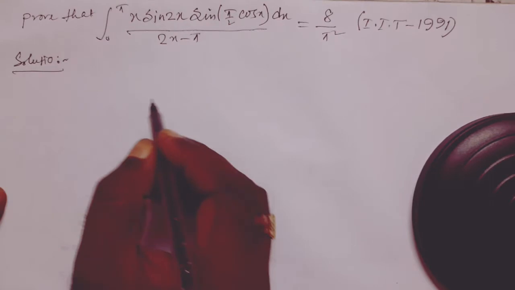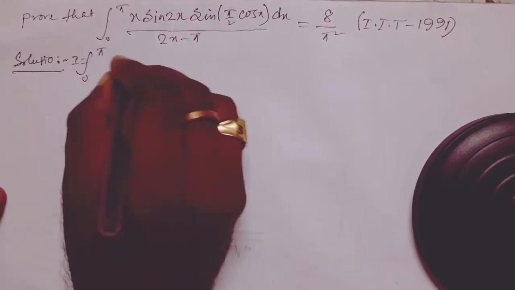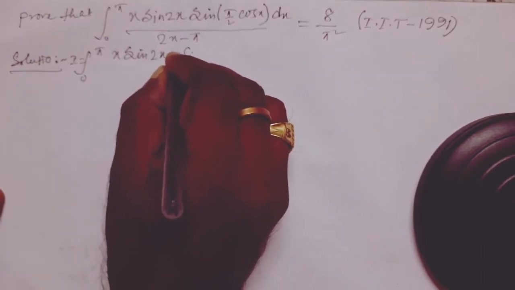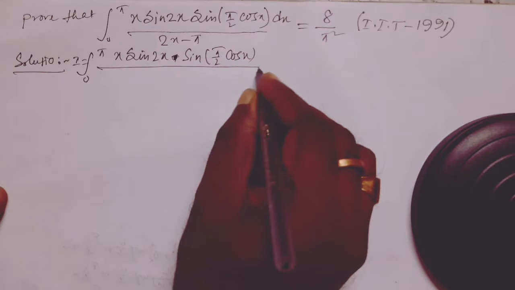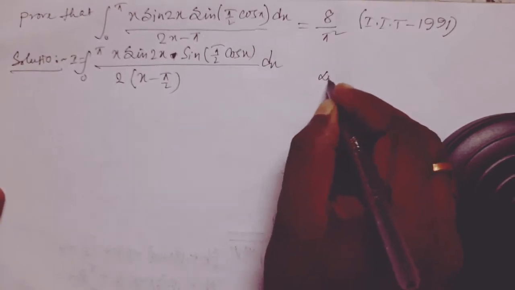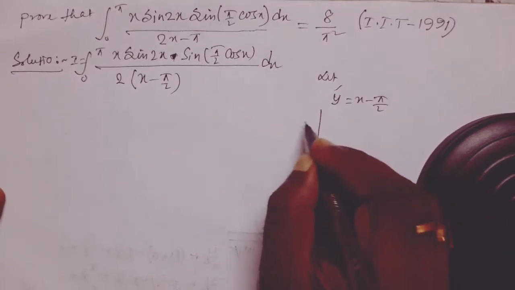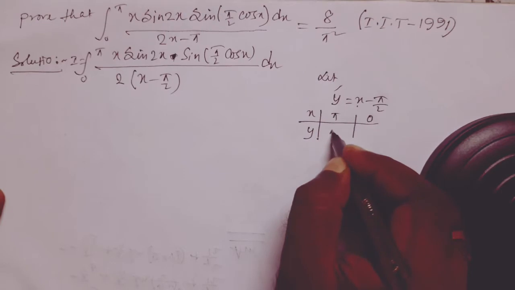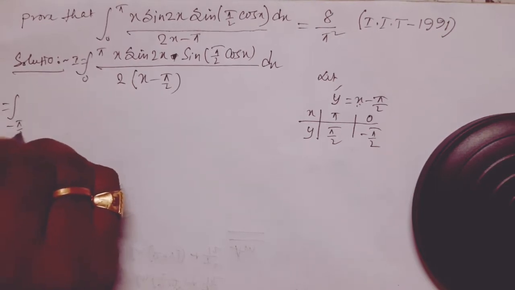Solution. Let us assume this is I, the integral from 0 to pi of x sine 2x into sine of (pi by 2 cos x), taking 2 common, divided by 2 into (x minus pi by 2) dx. Let y equal x minus pi by 2. Then for x equal to pi, the limit is pi by 2, and for x equal to 0, the limit is minus pi by 2. So the limits are minus pi by 2 to pi by 2.